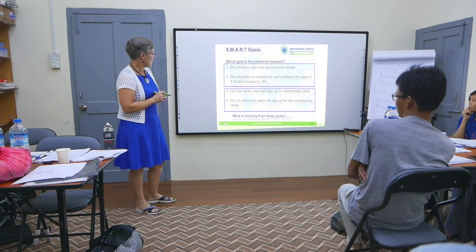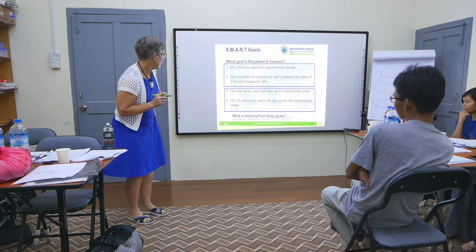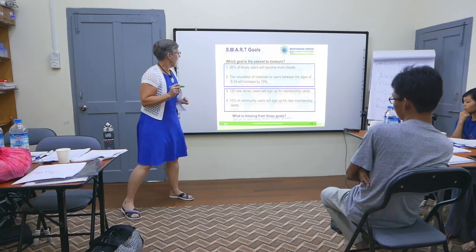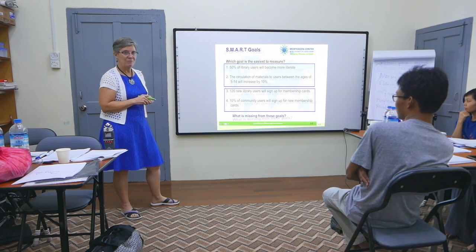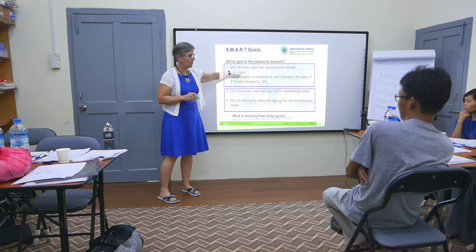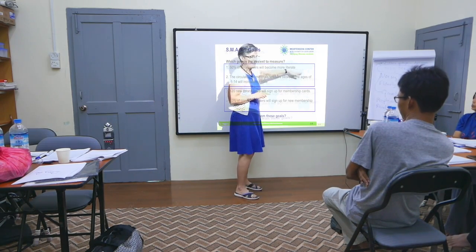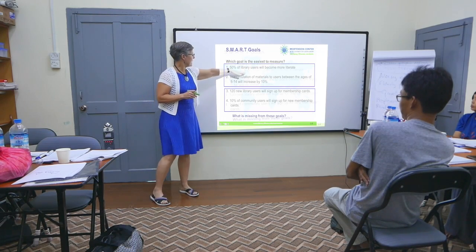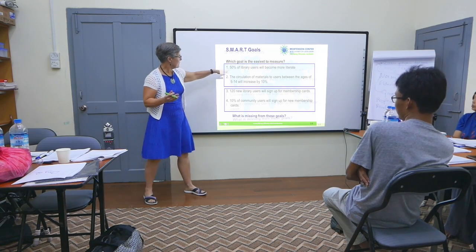Which of these two goals, the first two, let's look at the first two. One: 50% of library users will become more literate. Two: the circulation of materials to users between the ages of 5 to 14 will increase by 10%. Even though this looks pretty good, right? What's the problem with this goal? Yeah, how do you measure this? Also, 50% of library users, you may not know exactly how many library users there are, right? And so this is not so good.